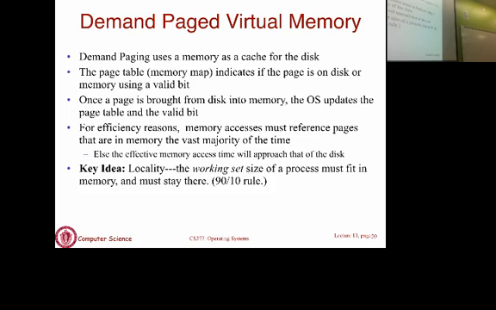So we already talked about the 90-10 rule, which is that 90% of the time a process accesses a small, approximately 10% of its pages. Those pages we will refer to as the working set. And typically for the process to perform well, you just need to allocate it enough memory so that its working set is resident in RAM.